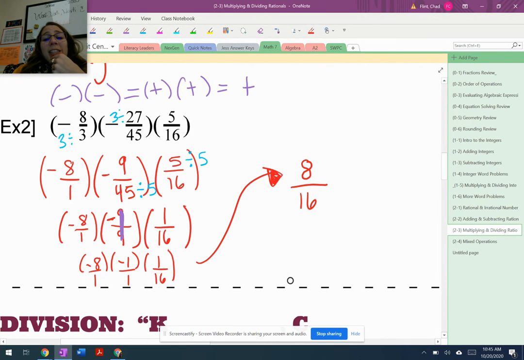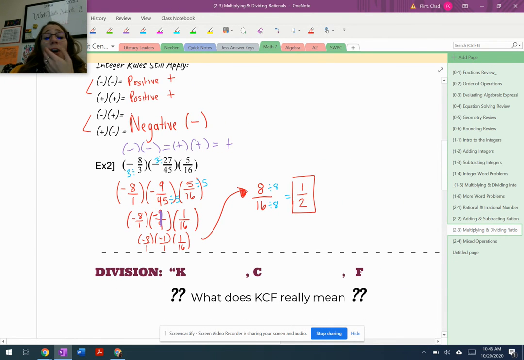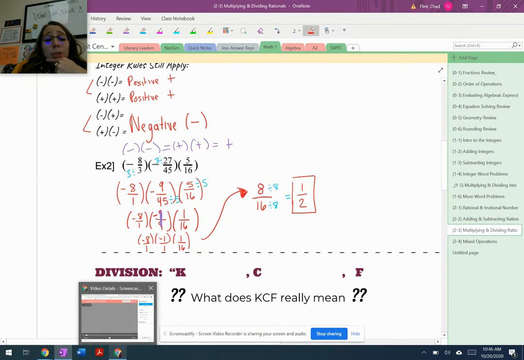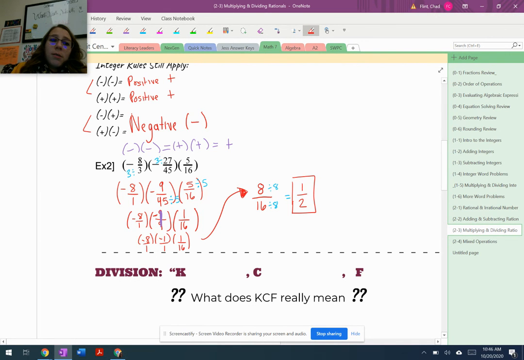So now final answer there, it is positive just like I said it would be in the beginning. Now we just got to check for some simplifying. Both 8 and 16 are actually divisible by 8. Leaving you with 1/2 as your final answer. Do make sure you're simplifying and checking for that cross-canceling, because 8 times 27 is going to be a ginormous number, times 5 more. No one wants to deal with those kind of numbers.